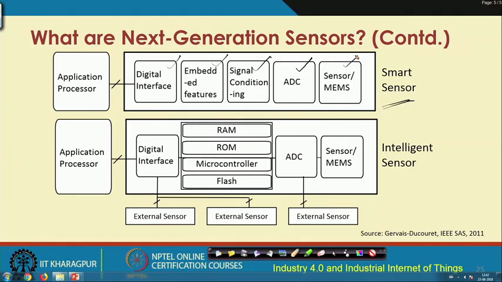So, in addition to all of these things, in the intelligent sensor on the other hand, you have mostly whatever is present in the smart sensors, but also a component for processing and computation. So, you have these RAM, ROM, microcontroller, flash, and so on. All of these basically make the smart sensors intelligent, right, by virtue of having these components in them.